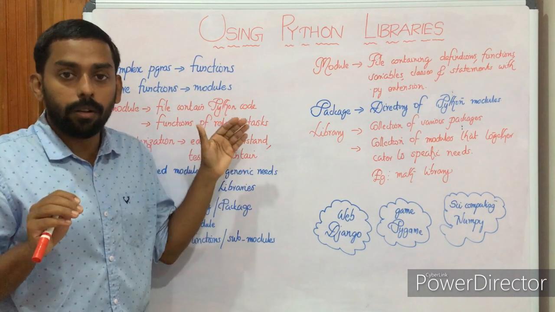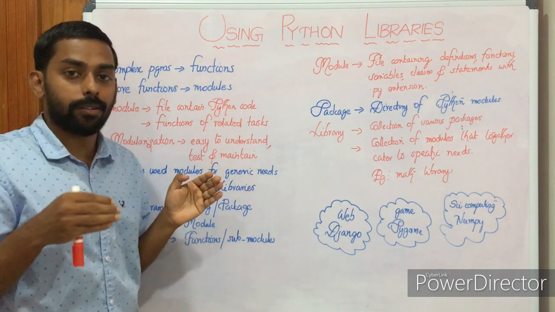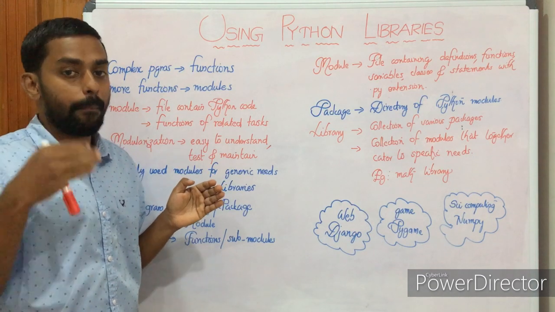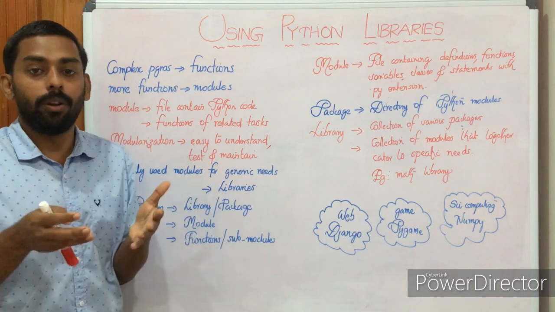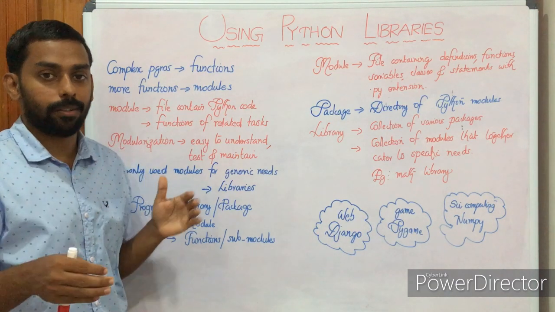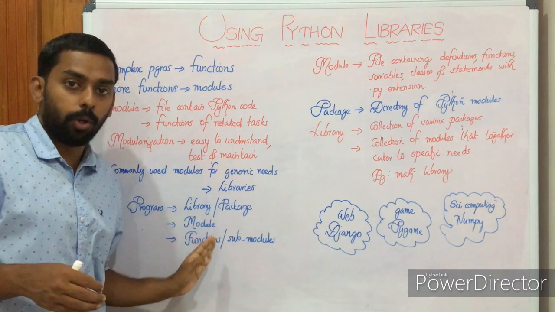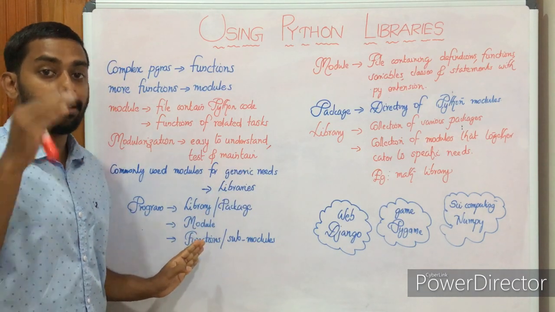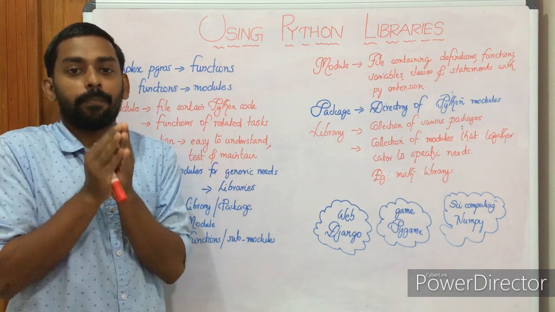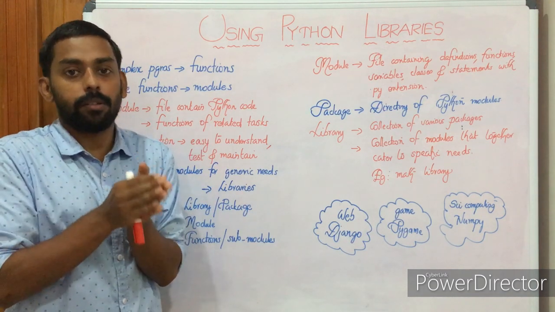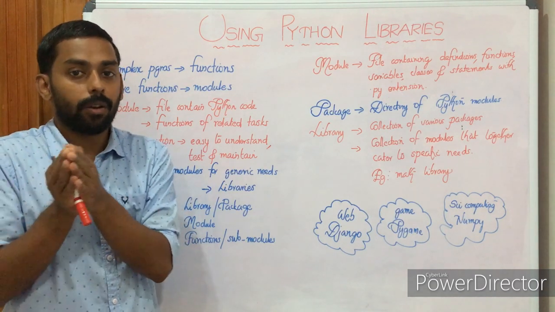That is what a module is, and modularization helps us to make the program easy to understand, easy to test, and easy to maintain, of course. Then we have commonly used modules which are used for generic purposes. That's what a library is, and there are three components: packages or library, modules, and finally functions or submodules. And what is a module? A module is a file that contains definitions, functions, constants, variables, classes, objects, statements, all this kind of stuff.